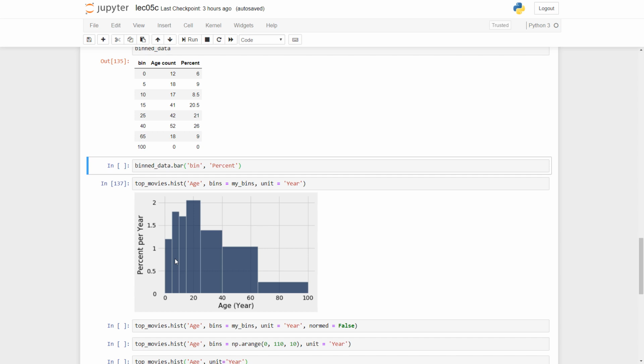So what is the unit here? This bin is from 5 to 10, right? So it has 5 years, right? So this bin is over 5 years. What we plot on the y-axis is the percentage per year. Per year. So to get this number, what should we do? We divide the percentage by 5 to get the percentage per year.